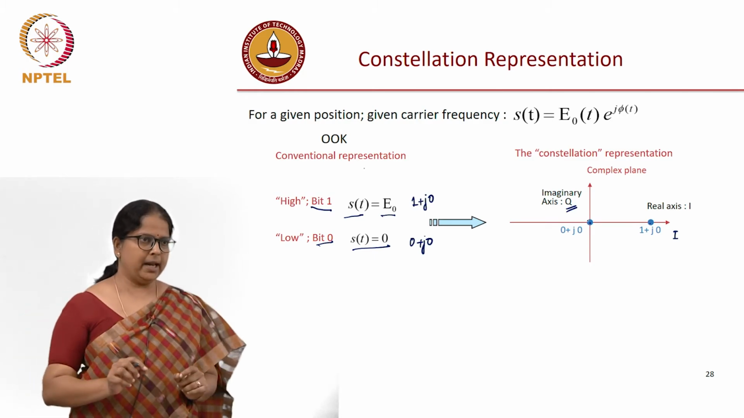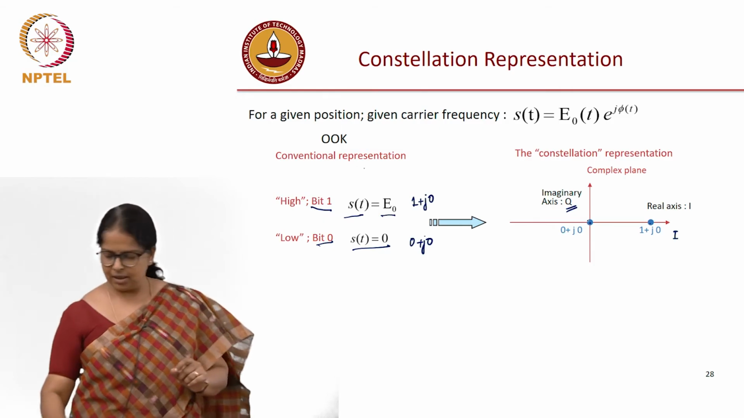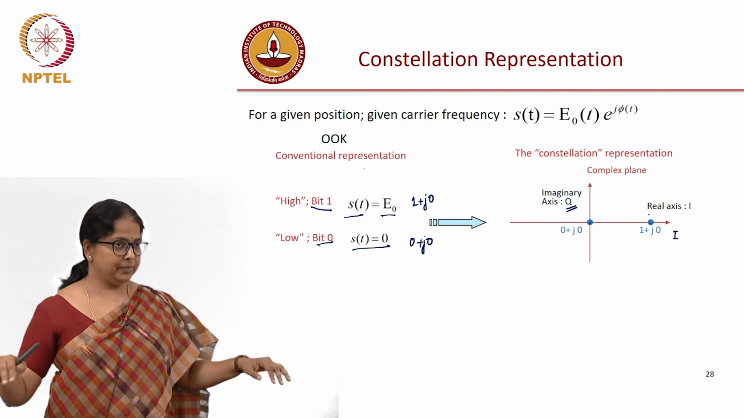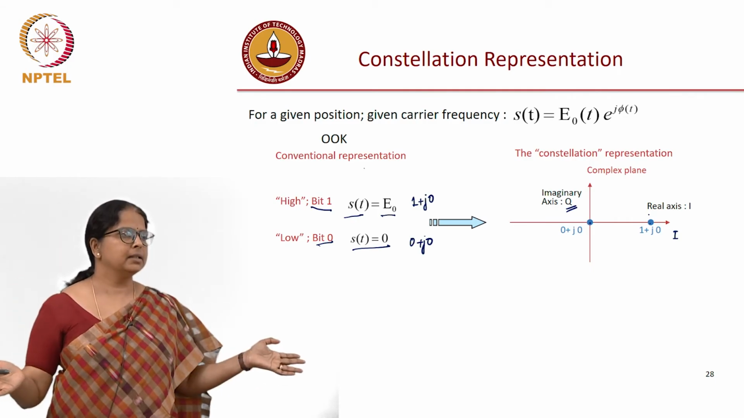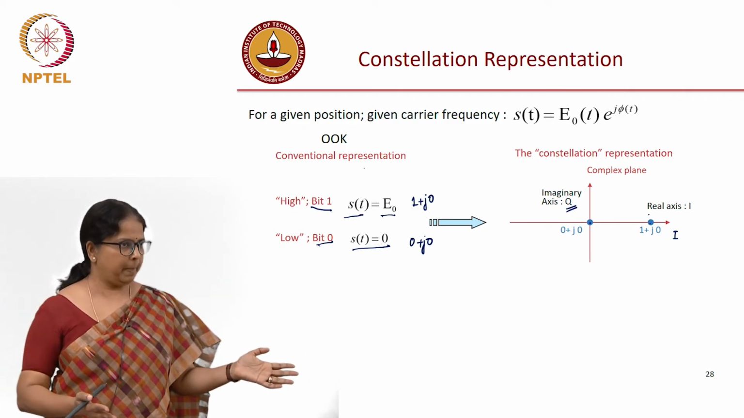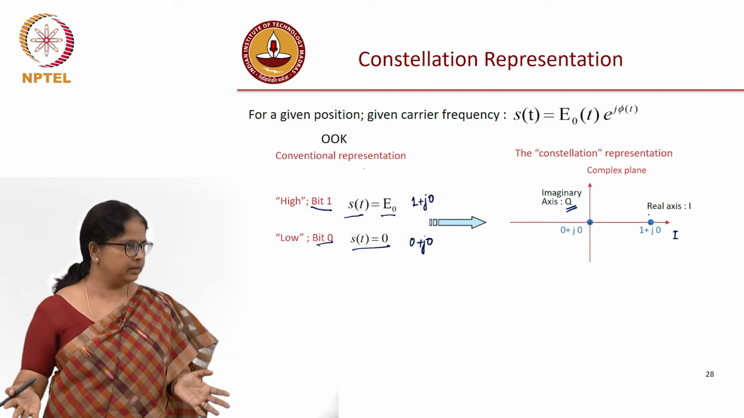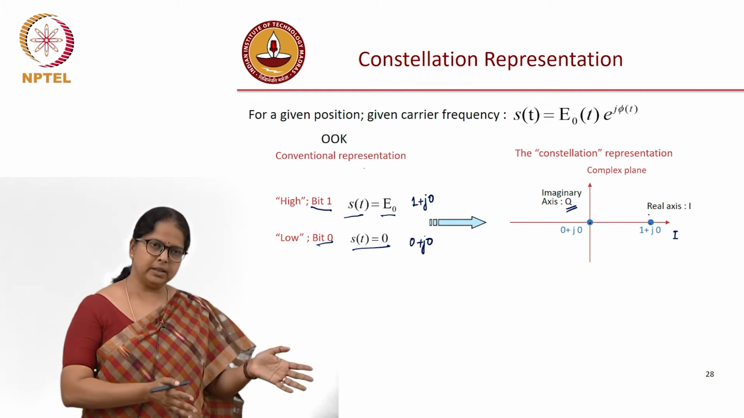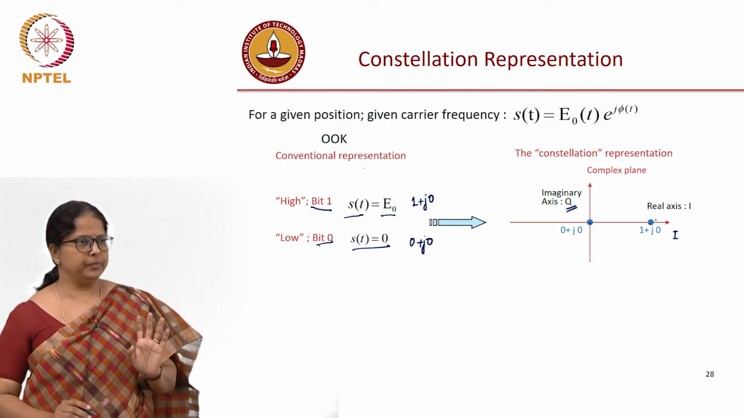So, in OOK or in ASK, the constellation looks like two dots on the x axis. There is nothing on the y axis. Why is there nothing on the y axis? Because there is no imaginary content here, because you are not doing anything with phase. So, there is no imaginary part. You are just changing only the amplitude of the signal. So, you have 0 and you have these two.